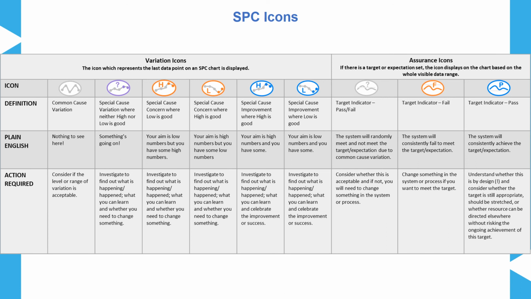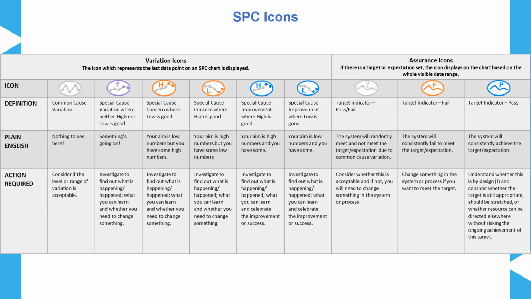So you'll see there you've got icons that represent on your SPC charts whether you're experiencing common cause variation, special cause variation, where neither high nor low is good, special cause concern, where low is good, special cause concern, where high is good, improvement, where high is good, or improvement, where low is good. So those are the variation icons. And then we have the assurance icons.